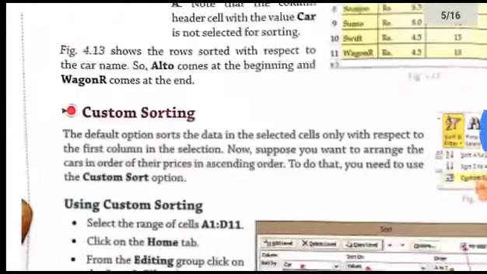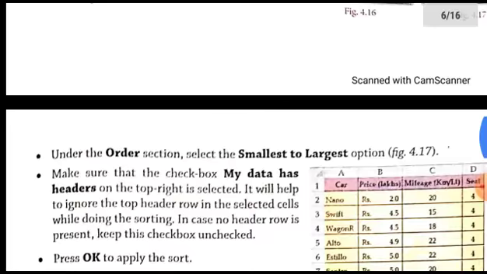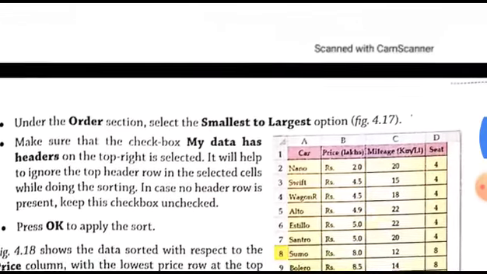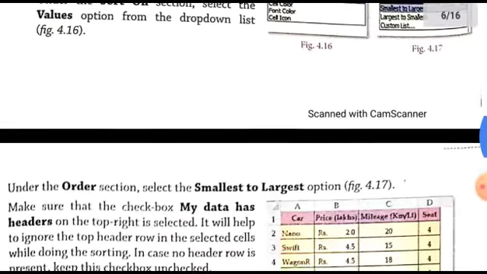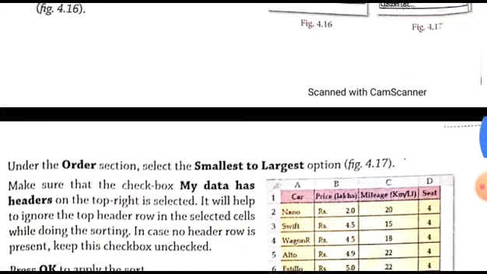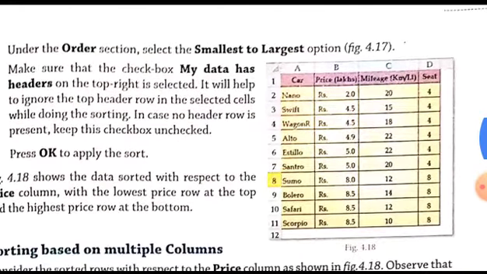Let's go back to the figure here. You can see what order we have chosen here. The order we have chosen is smallest to largest. Smallest to largest option means it is the ascending order. Ascending order means that the smallest price will come at the top, and the biggest price will come at the bottom.